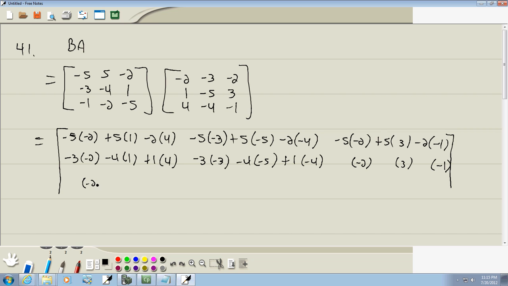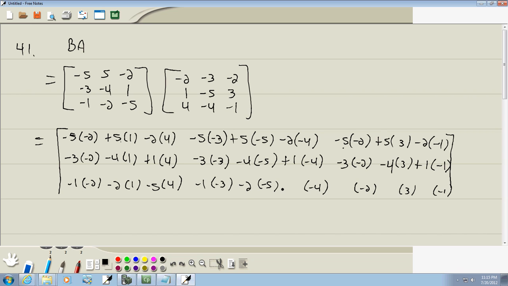And that'll be true down here too. This will be -2, this will be 1, and this will be 4. This will be -3, -5. If you use this pattern, it'll help simplify these quite a bit. -2, 3, -1. Now look here, -5, 5, -2, -3, -4, 1. Now down here, this would be the third row times the first column. So this would be -1, -2, -5. Okay.